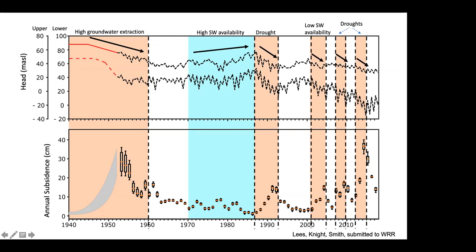So we then go through a period of drought. Subsidence picks up again. We then go through to 2000 where it stabilizes, and now we've got these periods of droughts where subsidence is just popping up and down.